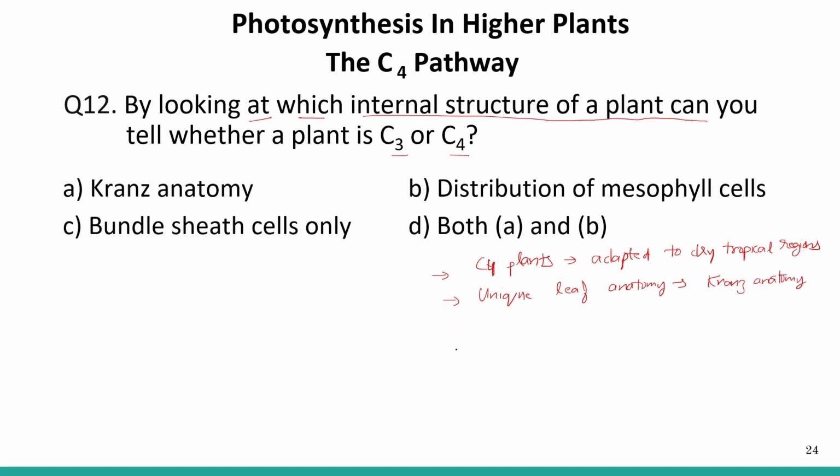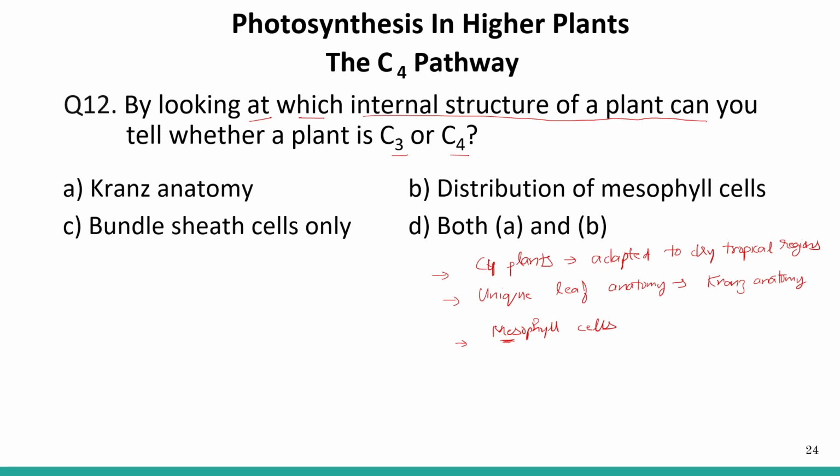Okay, so in Kranz anatomy, what happens? First of all, there are two types of cells. First is the mesophyll cell and second one is the bundle sheath cells. Now, there is a spatial separation of the carbon dioxide fixation. One takes place in the mesophyll, other takes place in the bundle sheath cells.